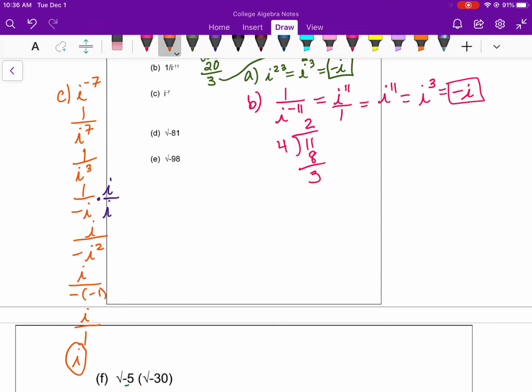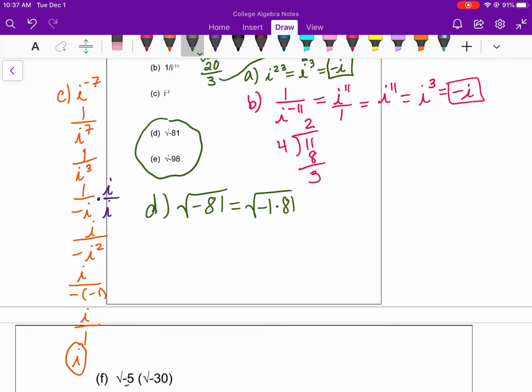All right, when you get into D and E, these are a little different. You have the square root of a negative number. So for D, it's the square root of negative 81. The first thing you want to do is make what's underneath the square root a positive. You need to remember that this was negative 1 times 81, and the square root of negative 1 is i. So I automatically go from here to here. Taking an i out makes the 81 positive, and then the square root of 81 is 9.